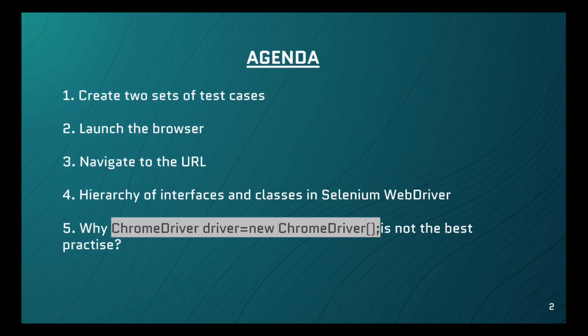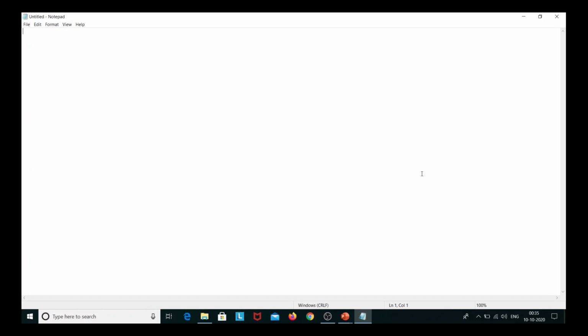Okay, so let's get started. As we know, before automating any test script, we have to prepare manual test cases first. So first we will create two sets of test cases over here. In the first set we will have three test cases. The first test case is open the Chrome browser, or to launch the Chrome browser. Whenever we create manual test cases, to launch a browser is always the first test case.